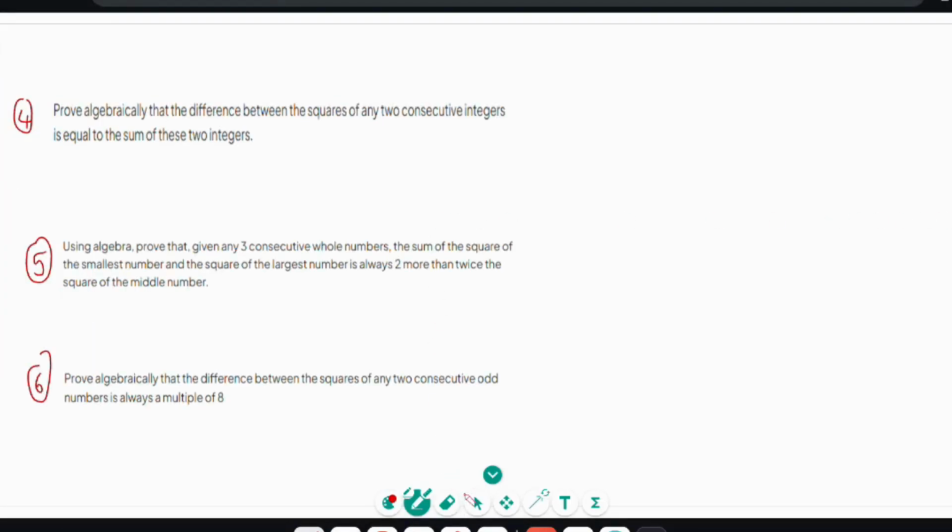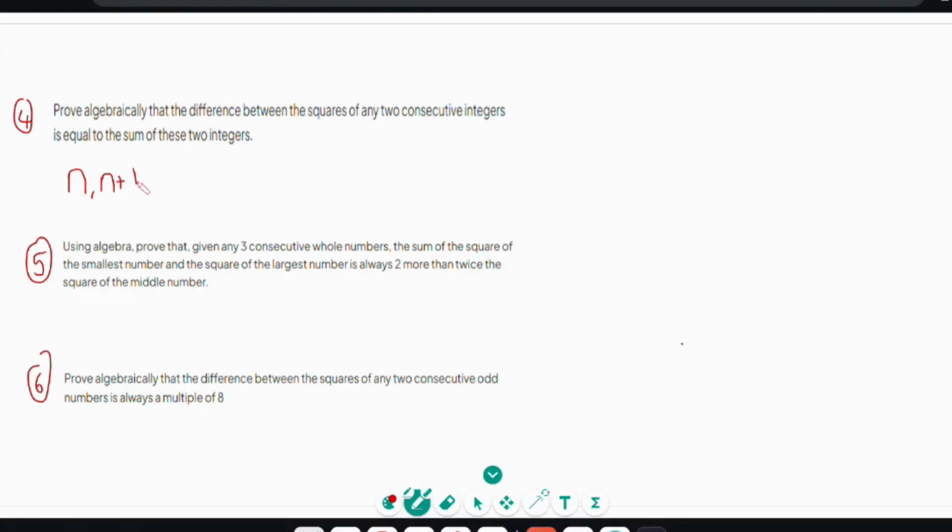Okay, 4, 5 and 6. Again, have a go at these and see how you get on. So prove algebraically that the difference between the squares of 2 consecutive integers is equal to the sum of these 2 integers. Right, so let's break this down. The difference between the squares of 2 consecutive integers. So let's have our 2 consecutive integers. There's n and n plus 1.